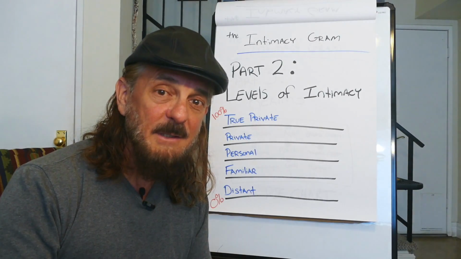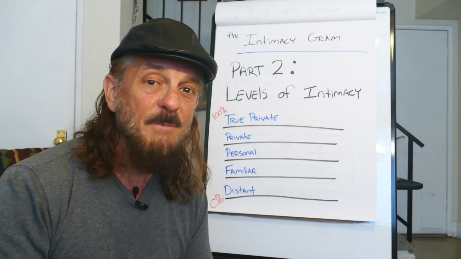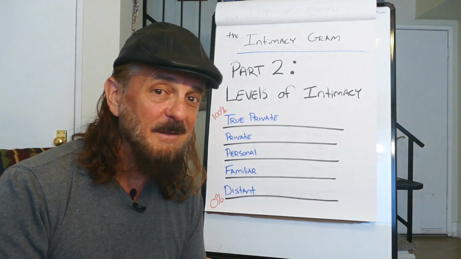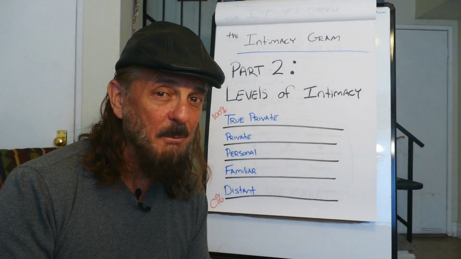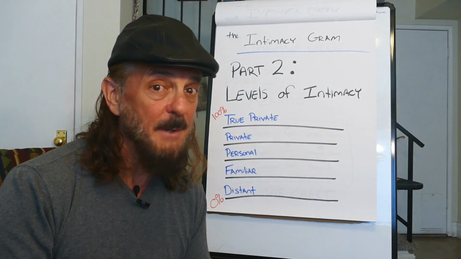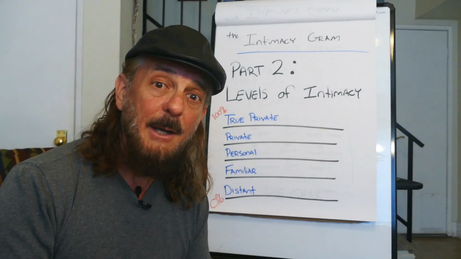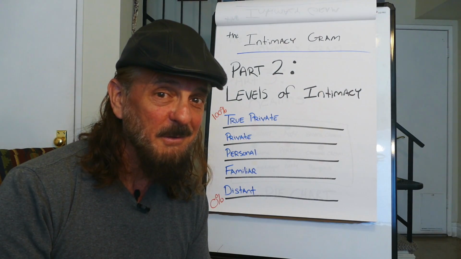The next level is private. This would be 60 to 80% of all the factors of intimacy. And this is where we want to put our most primary relationships. This is where hopefully we'd want to put our spouses, maybe put our parents, definitely put our best friend forever.